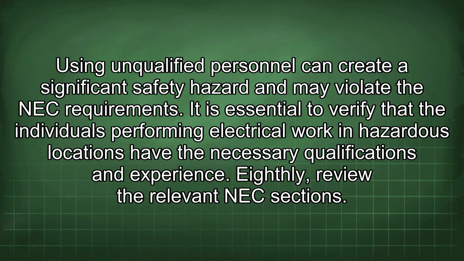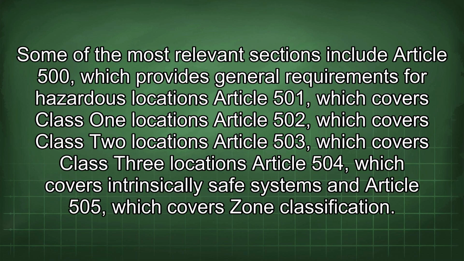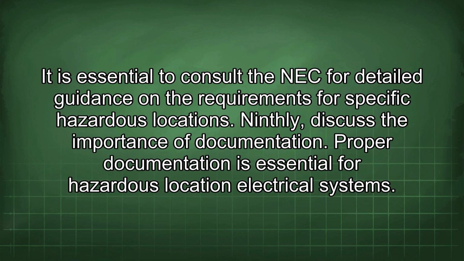Eighthly, review the relevant NEC sections. The NEC contains numerous sections that address hazardous location electrical systems. Some of the most relevant sections include Article 500, which provides general requirements for hazardous locations, Article 501, which covers Class 1 locations, Article 502, which covers Class 2 locations, Article 503, which covers Class 3 locations, Article 504, which covers intrinsically safe systems, and Article 505, which covers zone classification. It is essential to consult the NEC for detailed guidance on the requirements for specific hazardous locations.